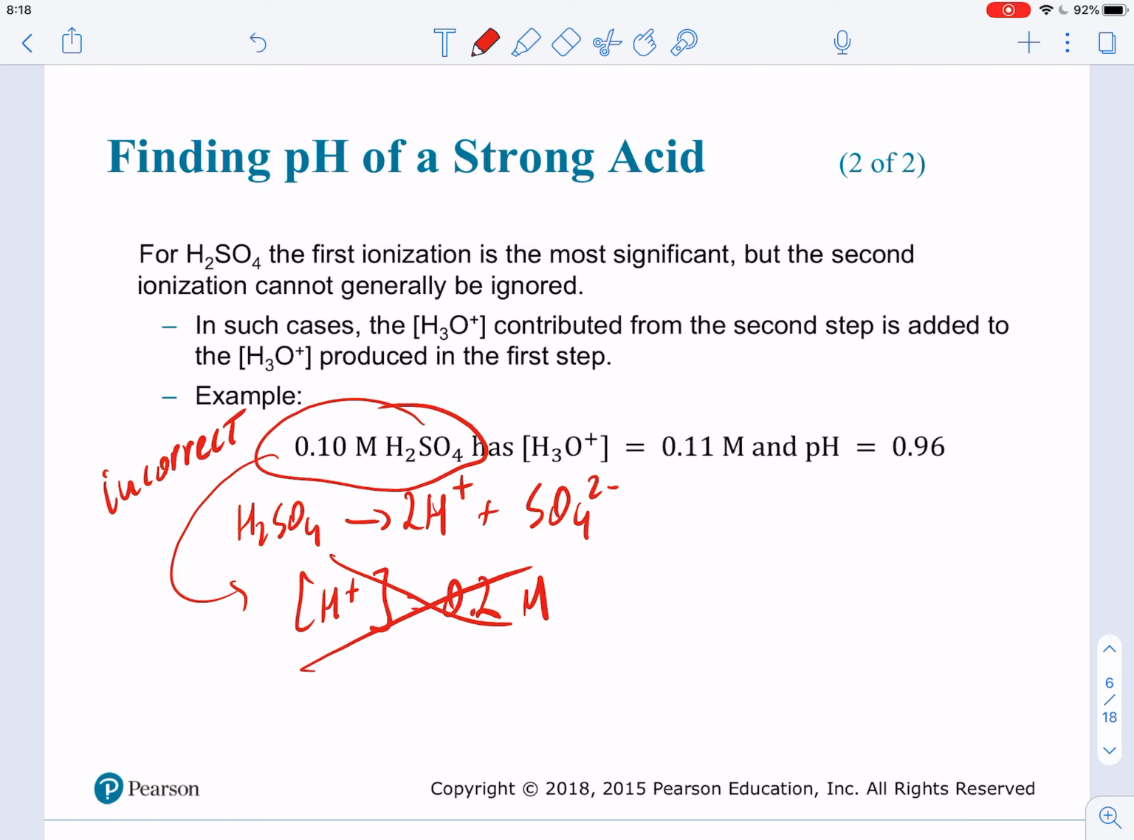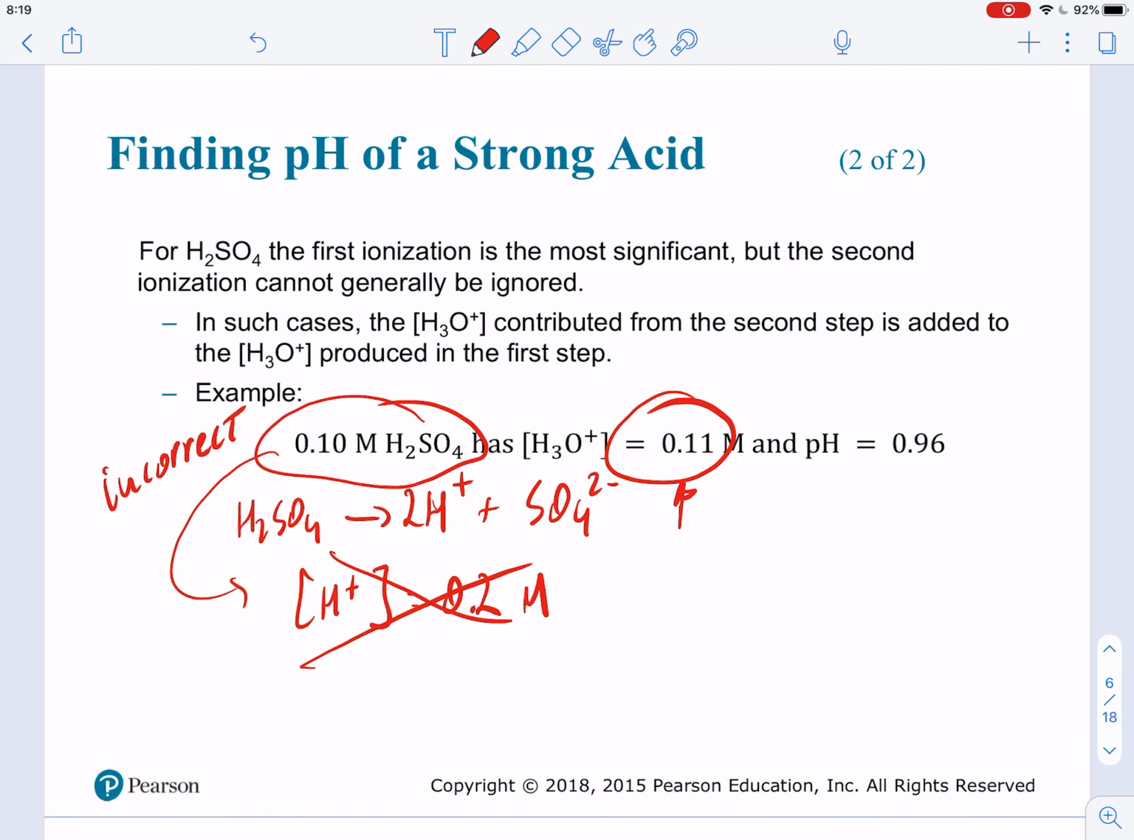In this opportunity, we are not going to dig that deep into why the concentration is 0.1 molar. The point is that it's not as high as if both steps were strong for sulfuric acid. So therefore, the concentration of H3O plus is 0.11 molar, and the pH is 0.96.